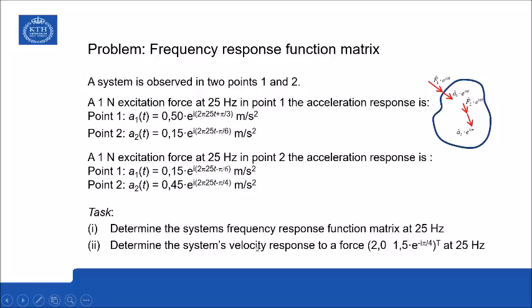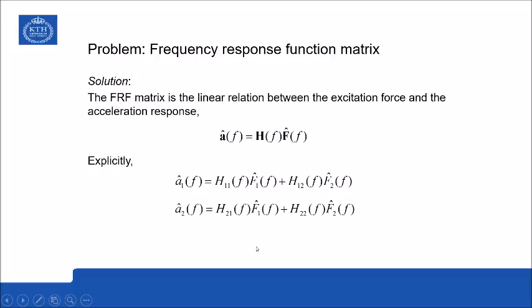So, how can we solve this? Well, first of all, we have to discuss how the frequency response function matrix is defined. And as we know, it's a vector matrix relationship looking like this. But if we expand this to two explicit equations, in this case when we have a 2x2 system, then it can be written in this way.